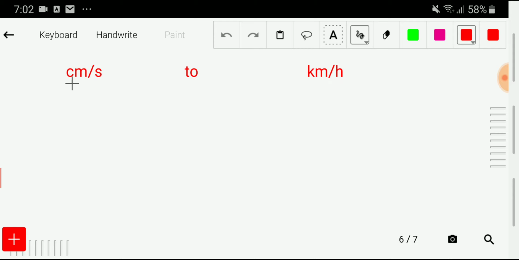Today we are going to learn how to convert centimeter per second to kilometer per hour. I will convert centimeter per second to kilometer per hour based on two methods. So let me show the first method.